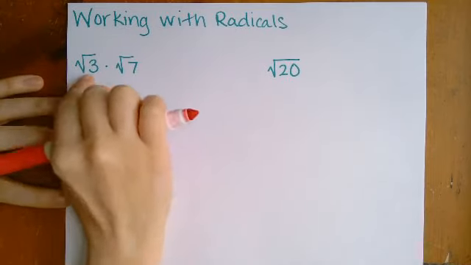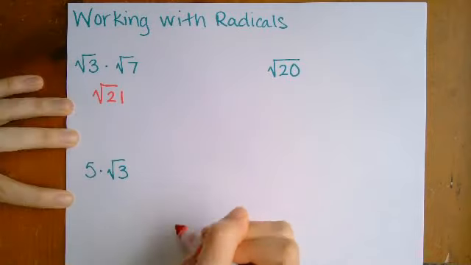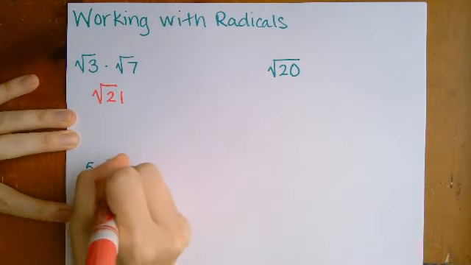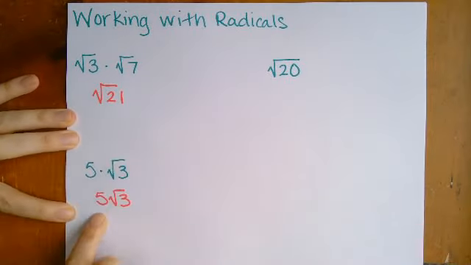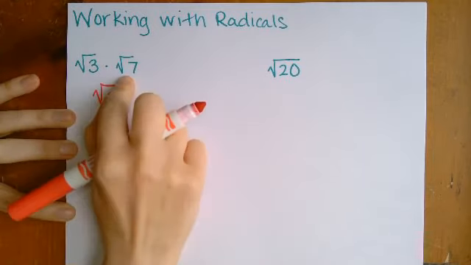So here we have the square root of 3 times the square root of 7, which is equal to the square root of 21. But 5 times the square root of 3 is just 5 times the square root of 3. We can't do anything there since they're not the same. They both have to be inside, have the same radical in order to multiply them.